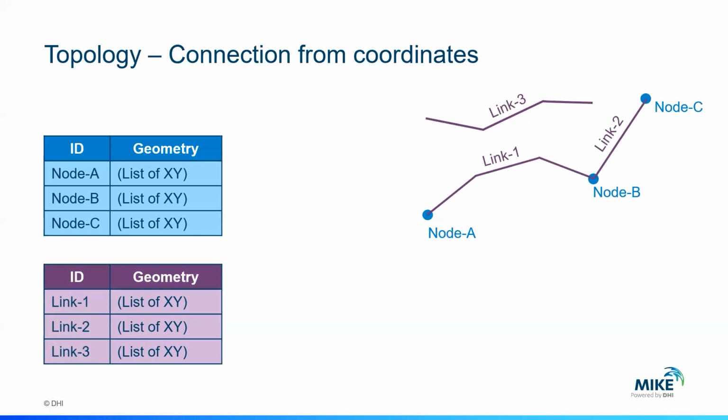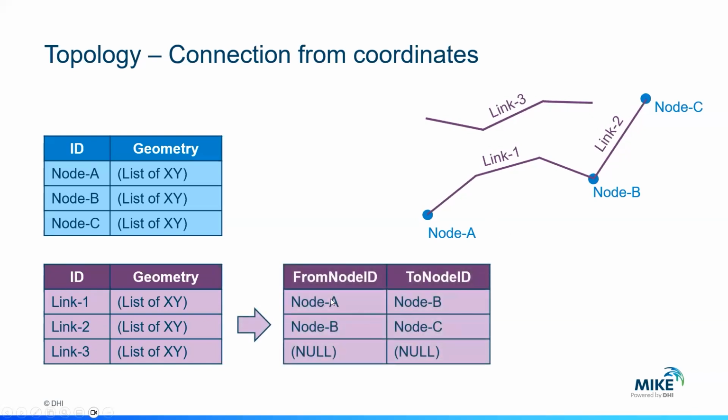What they don't have is information about the from node and the to node. And this is what will be supplemented by the import routine. So the tool takes the first link, looks at the start point, searches for a node, finds node A, and writes it into the table. And at the end, it will find node B. And for link 2, it will find node B and node C. And for link 3, which is visible, well, it won't write anything. But yeah, we have to correct that later on. So this means connectivity from coordinates.